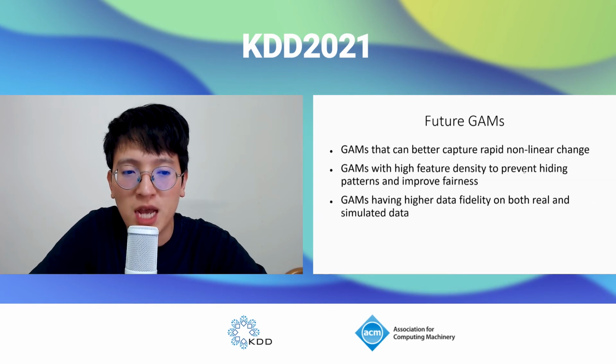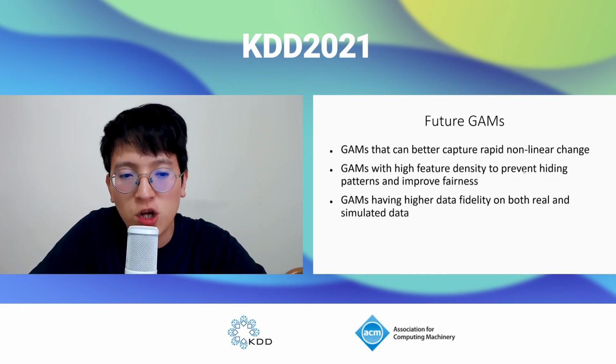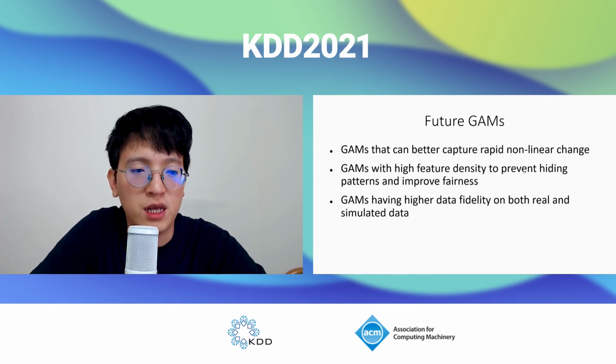We hope that future GAMs can capture rapid nonlinear changes like mean imputations. We also want future GAMs to have high feature density to prevent hiding patterns for weaker features and improve fairness. Lastly, GAMs should have higher data fidelity on both real and simulated data.